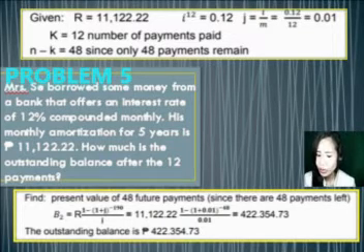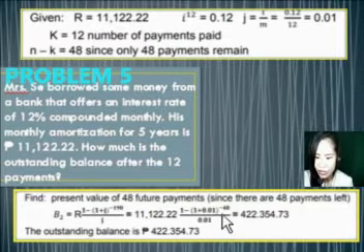The interest rate per conversion period is 12%, so that is just 0.12 divided by 12. Why 12? Because it's on a monthly basis. 0.12 divided by 12 is 0.01. So we will substitute everything into the formula. We have 11,122.22 times the quantity of 1 minus the quantity of 1 plus 0.01 raised to the power of negative 48, which is the remaining payments, divided by 0.01.